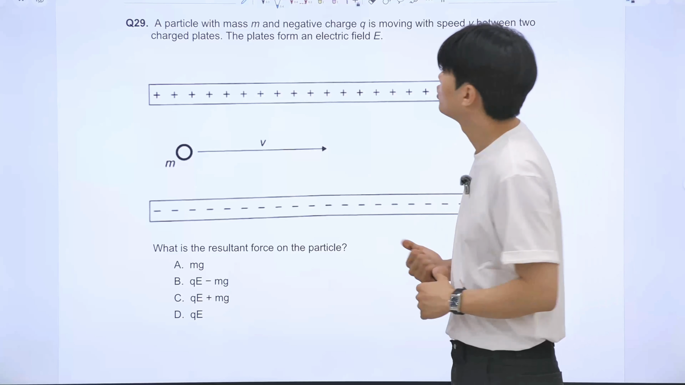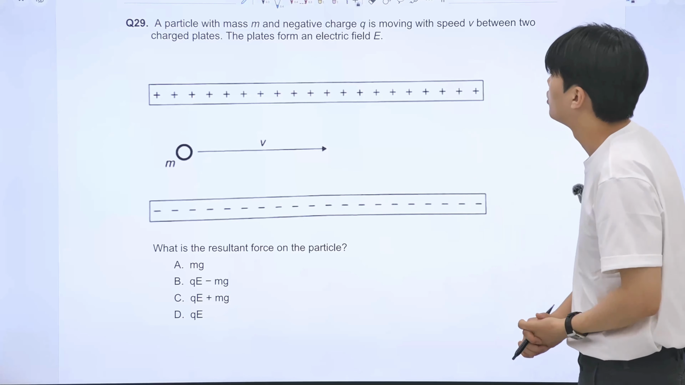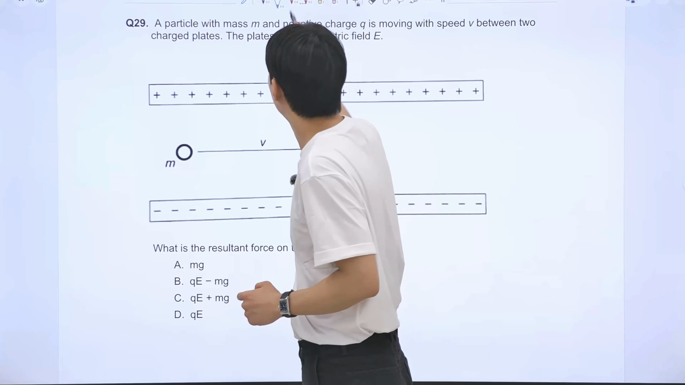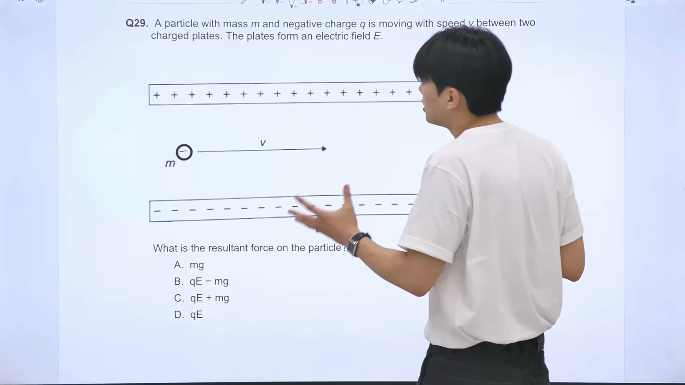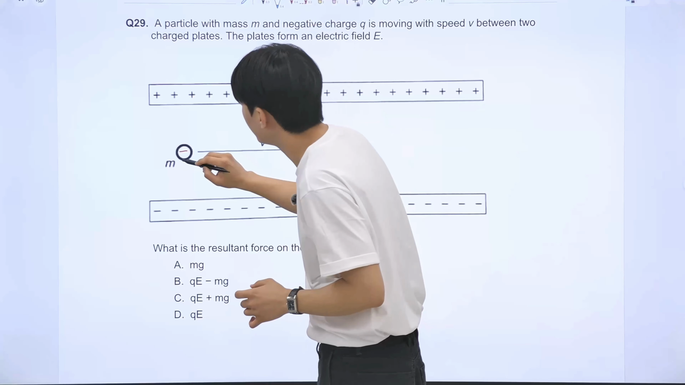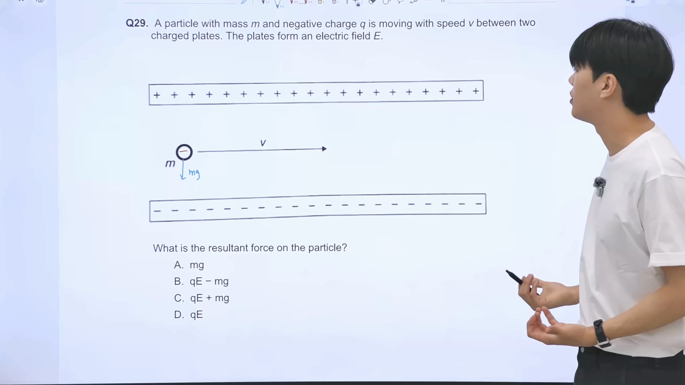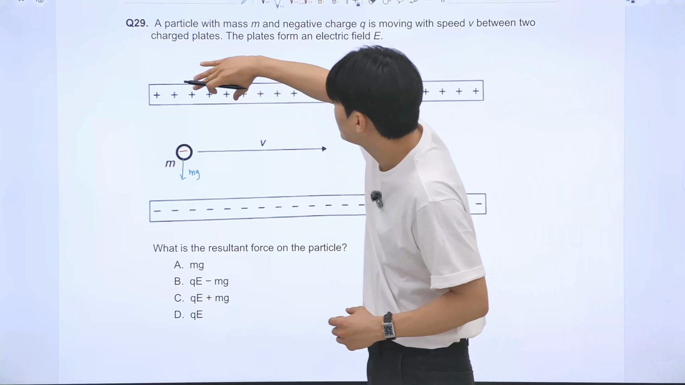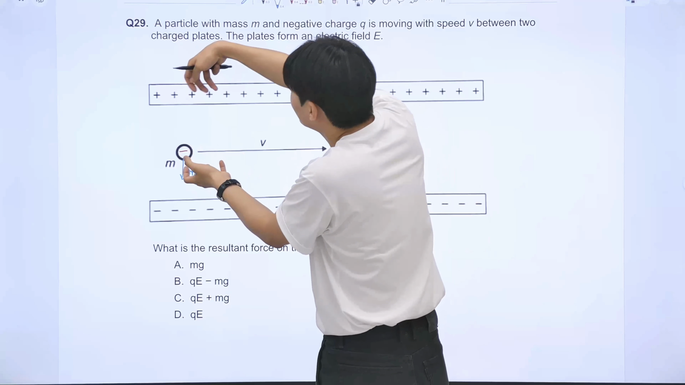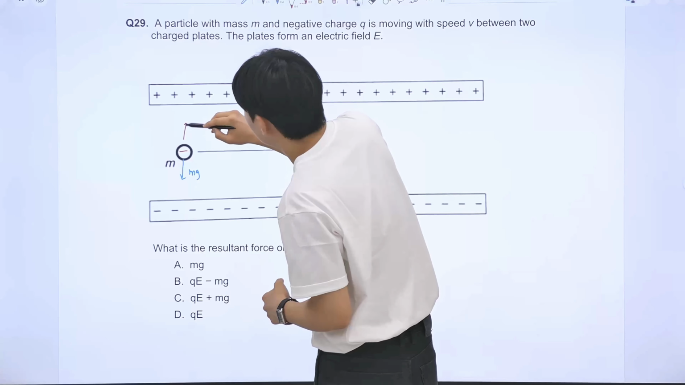Next question, question 29, is a particle passing through two parallel plates which have a uniform electric field inside, right? They said it's a negative charge, so let's put the minus sign in here. We have two forces acting, firstly weight, which must be downward here, which is just mg. Now let's think about the electric force. It's positive here and negative here, and the charge is negative, so the attractive force between plus and minus goes up, right?